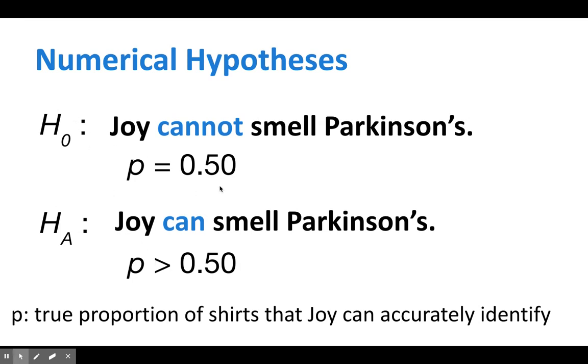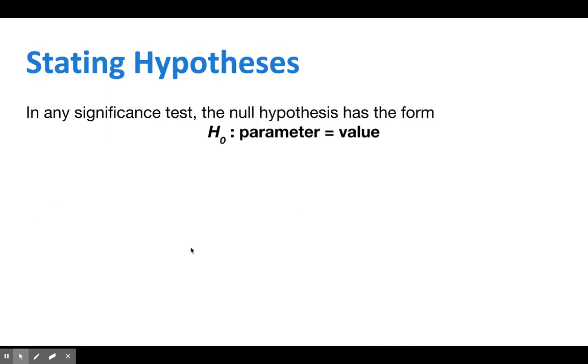So again, the null is what you assume, like nothing exciting is happening. The alternative, something significant is happening here, and we want to gather evidence for that. Okay, so I mentioned a couple things while showing that example. Let's define that a little more.